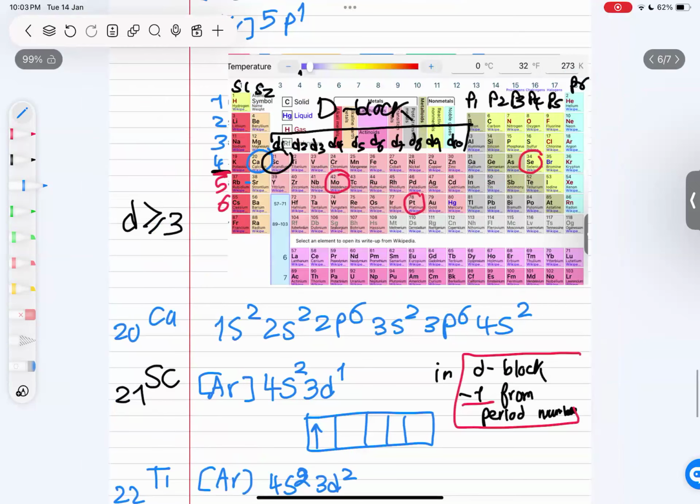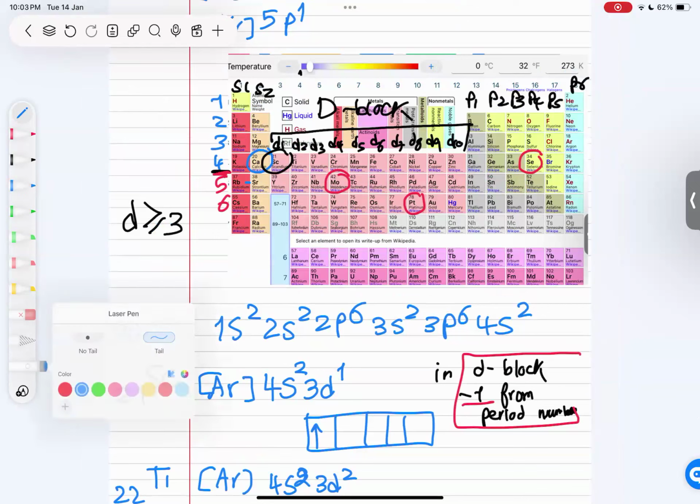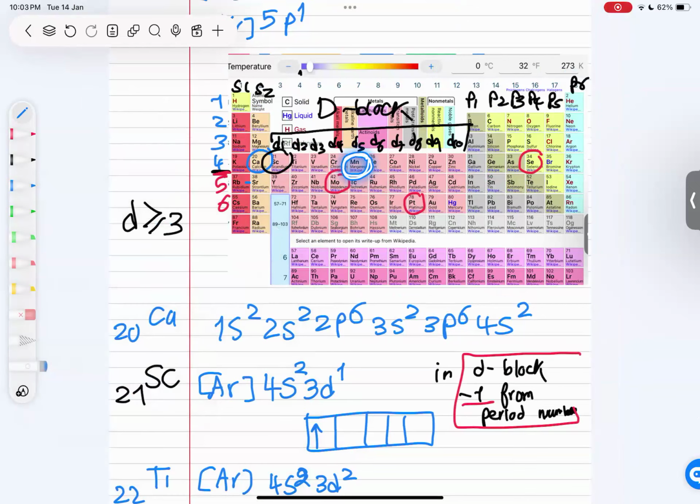Now manganese. Can you tell me manganese just by looking at it? What will be manganese? It will end in what?